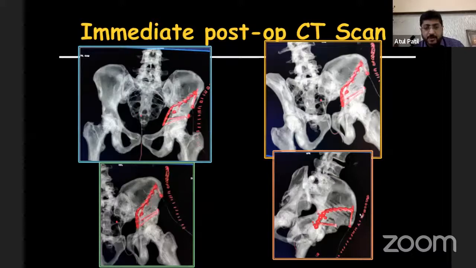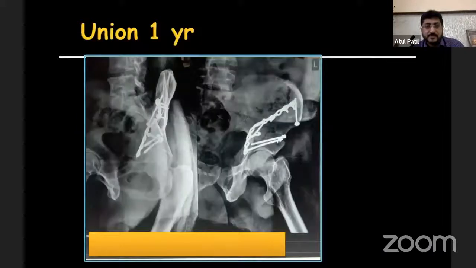We have done the CT scan to confirm. This is the immediate post-op CT scan, and this is union at the end of 1 year. You can see how nicely the acetabulum is congruent in both Judet views, in obturator as well as iliac oblique, and the patient had a good end result.